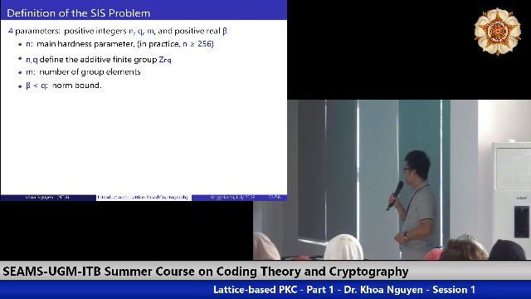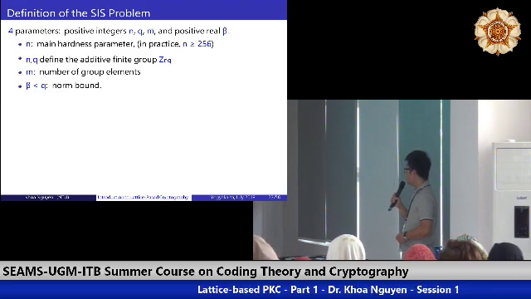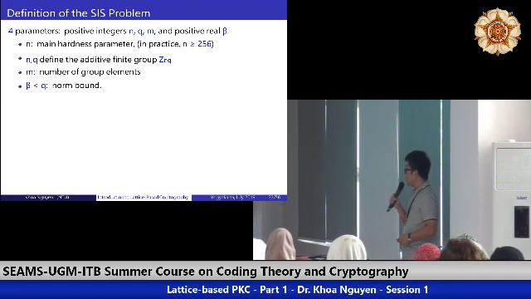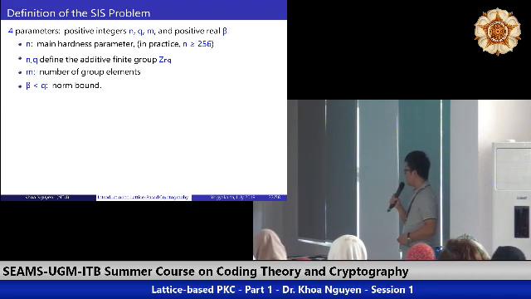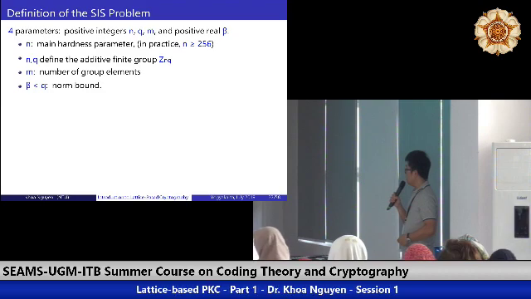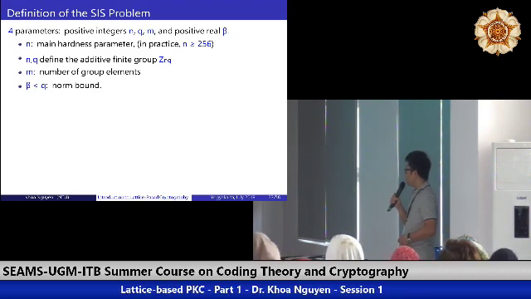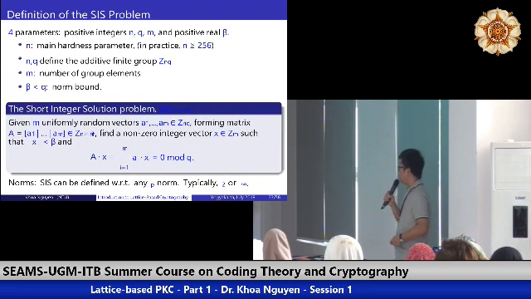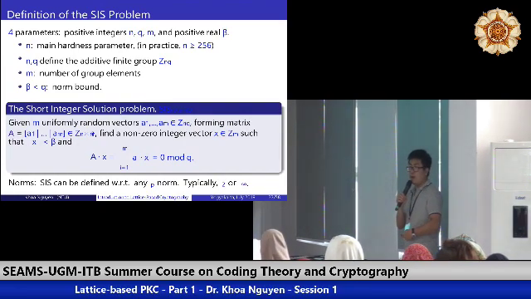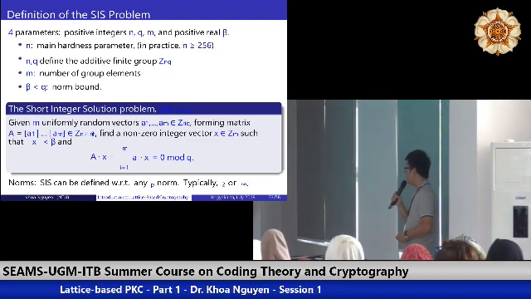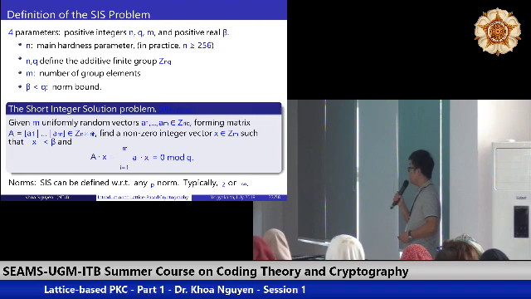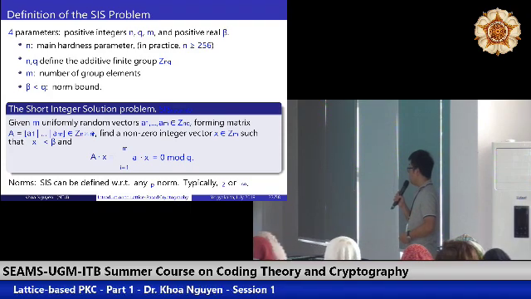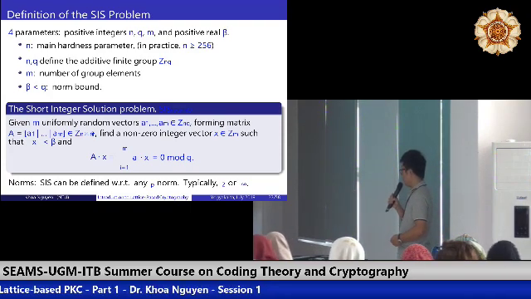The problem asks to find a non-zero integer vector x of dimension m, such that the norm of x is less than beta, and A times x equals 0. It means that the linear combination of all of the columns ai with coefficients xi is 0. And of course, we have to exclude the trivial case where all of the xi are 0. So the problem asks to find a non-zero vector x. And here the norm can be defined with respect to any Lp norm, in fact. Typically we work with the L2 and the infinity norm. In the following we will address only the Euclidean norm.